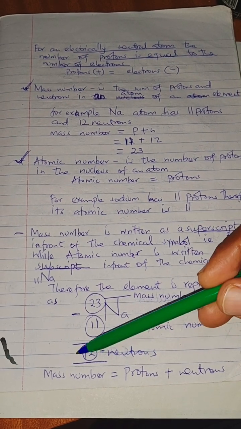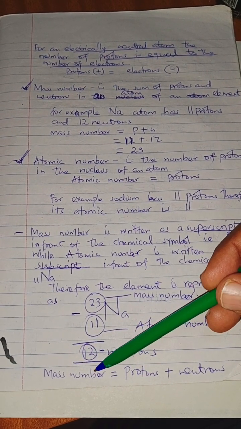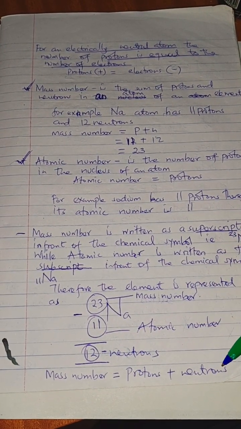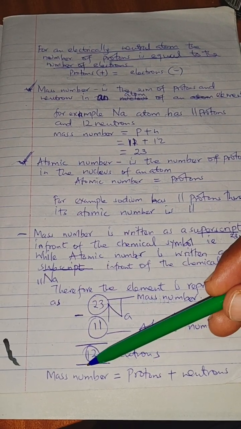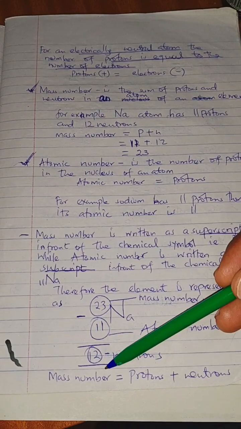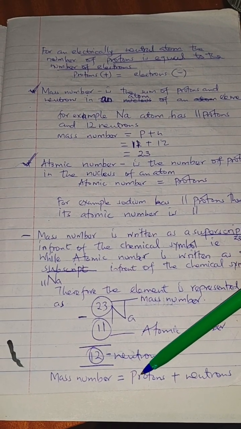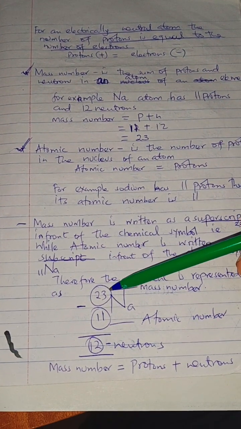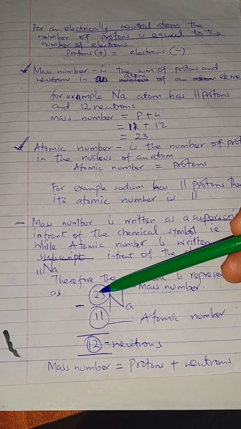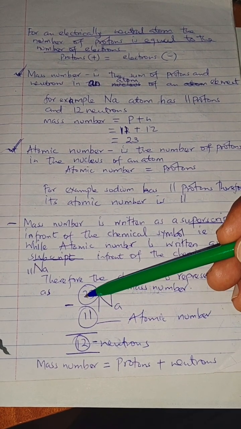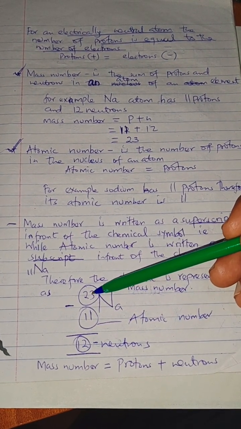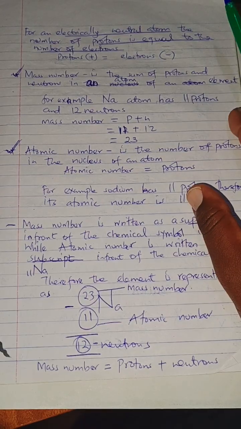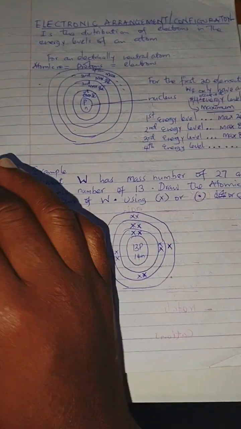So if you take neutrons to the other side, finding neutrons is mass number minus protons. Taking protons to the other side using mathematics, neutrons equal mass number minus protons, and remember protons is atomic number. So when you have the symbol of an element with mass number and atomic number, you just subtract. For example, in sodium, mass number is 23 and atomic number is 11, you get the number of neutrons. So that is the relationship.